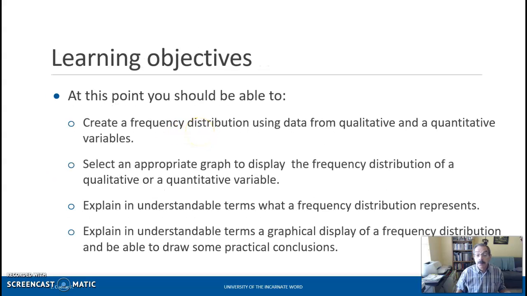All right, so with this, we complete Module 2, and at this point, you should be comfortable creating a frequency distribution using data from a qualitative or a quantitative variable. You should be able to select the appropriate graph to display the frequency distribution for either a qualitative or a quantitative variable. You should also be able to explain in understandable terms what a frequency distribution represents, and what a graphical display of a frequency distribution shows, and be able to draw practical conclusions.